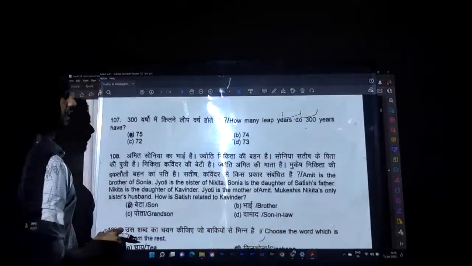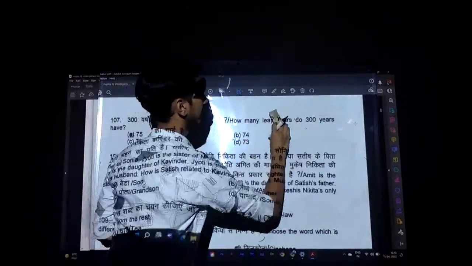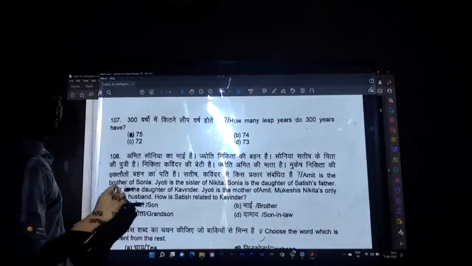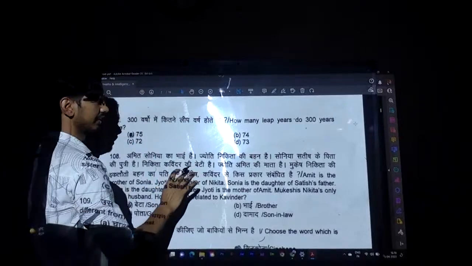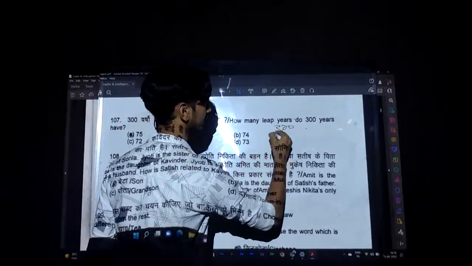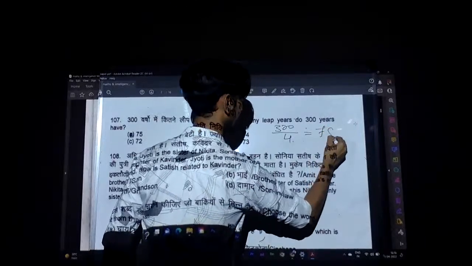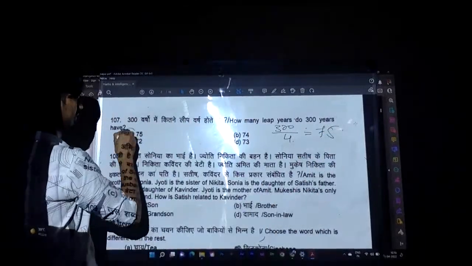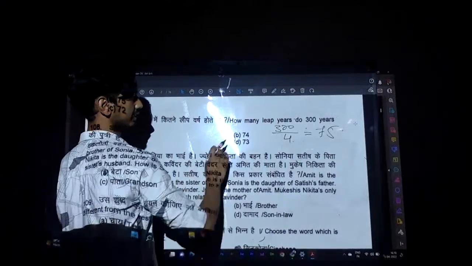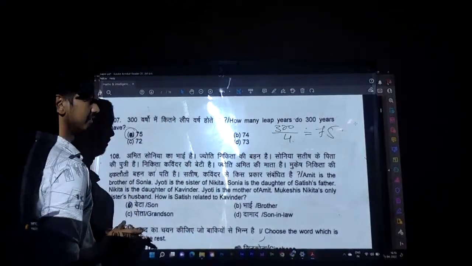Now this question: how many leap years do we have in 300 years? Leap years come every 4 years, so what we have to do is divide 300 by 4. Then the answer will be 75. In 300 years, there will be 75 leap years.